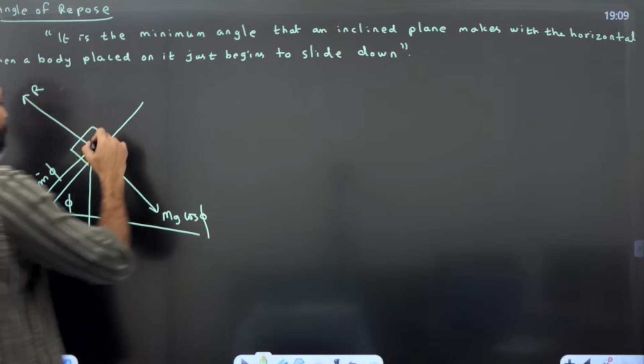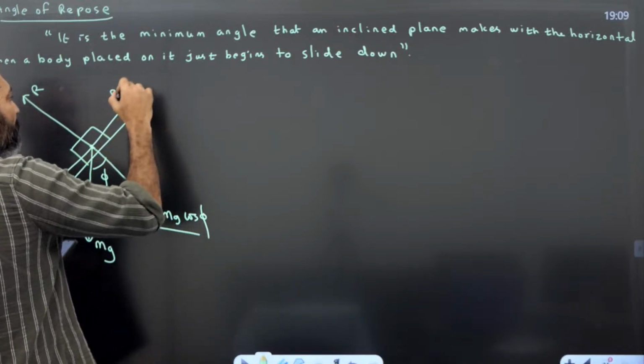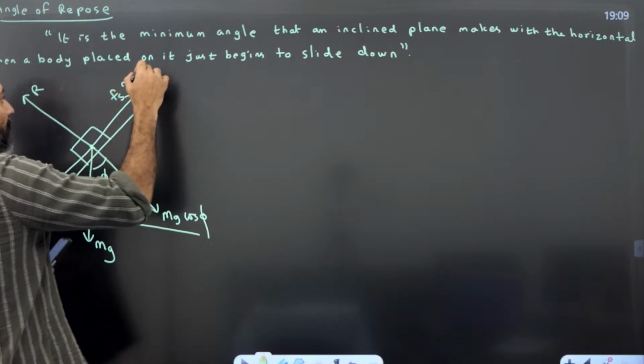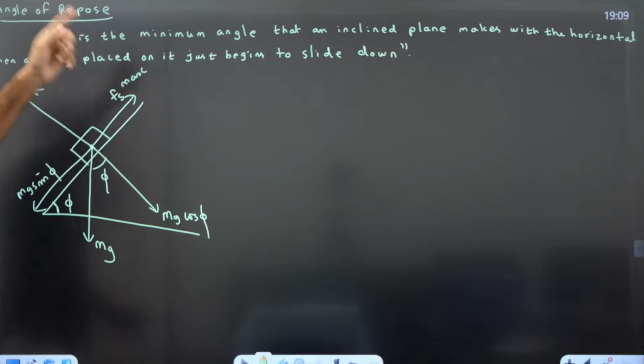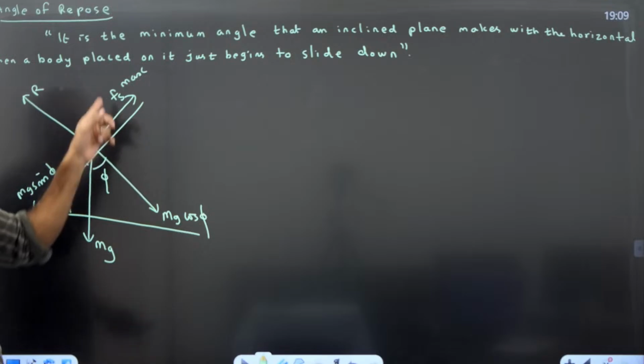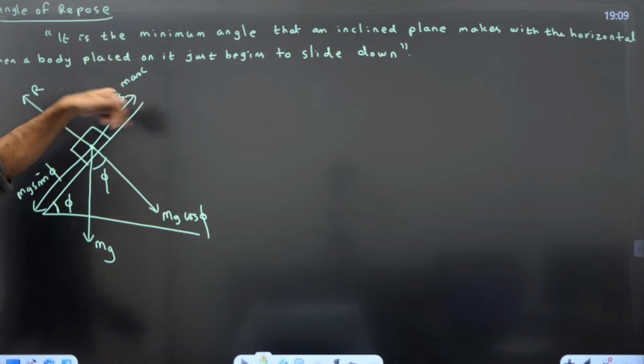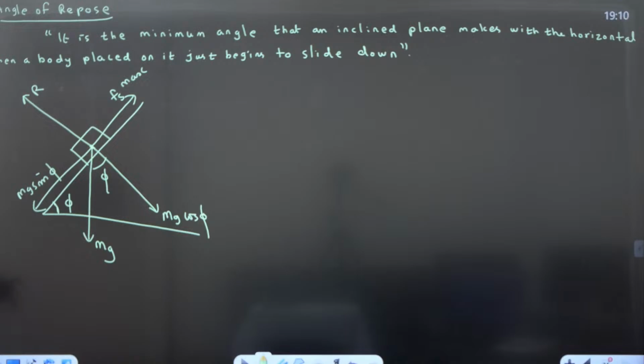Now, in which direction does friction act? Friction acts in this direction. Why am I writing Fs max? Because this photo has been taken just before this box slides down. Once it starts sliding, it is kinetic friction. Just before sliding, static friction reaches its maximum value, called maximum static friction. That is the reason why I have written Fs max. Any doubt here? Any doubts?